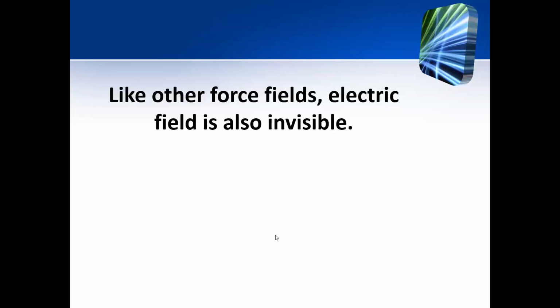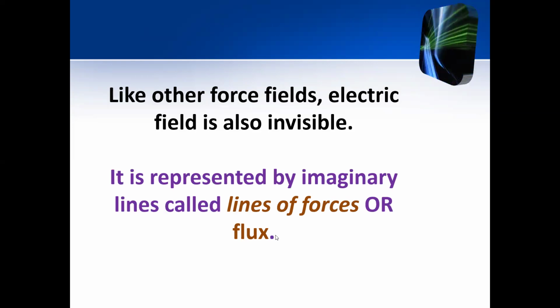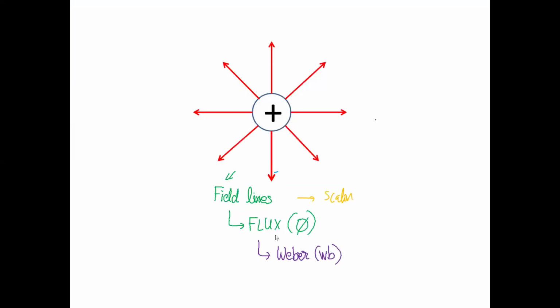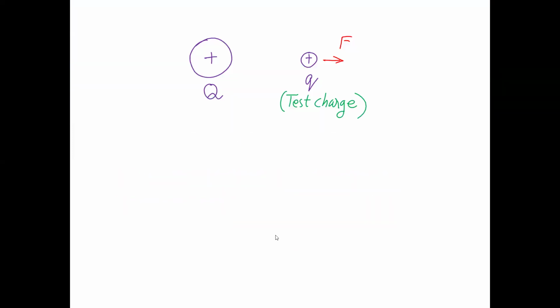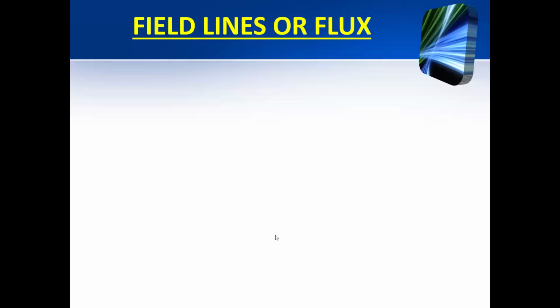When you draw these lines, you want to show the field. Actually, electric field is invisible, so we draw lines of force. These are called field lines. We call them flux also, and the unit is Weber. Why do we draw these lines? We draw these lines because the field itself is not visible. So now you have to give the heading: field lines or flux.